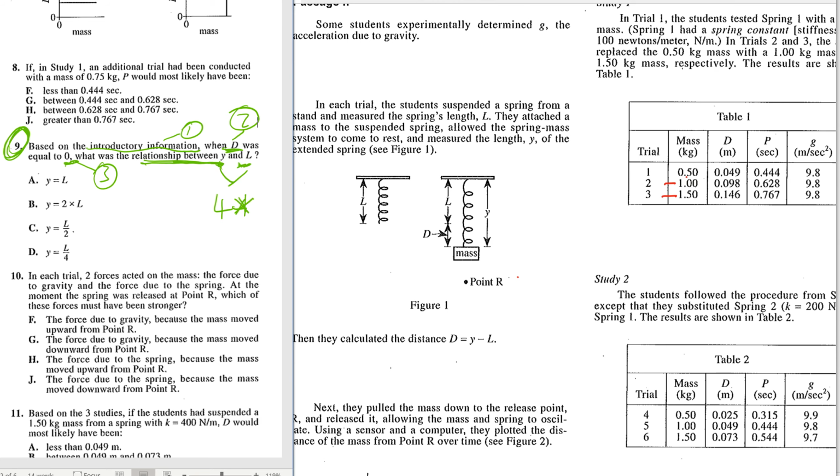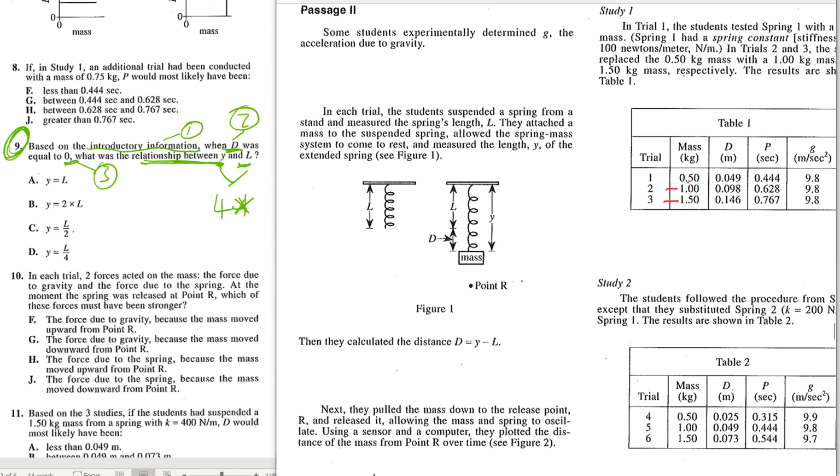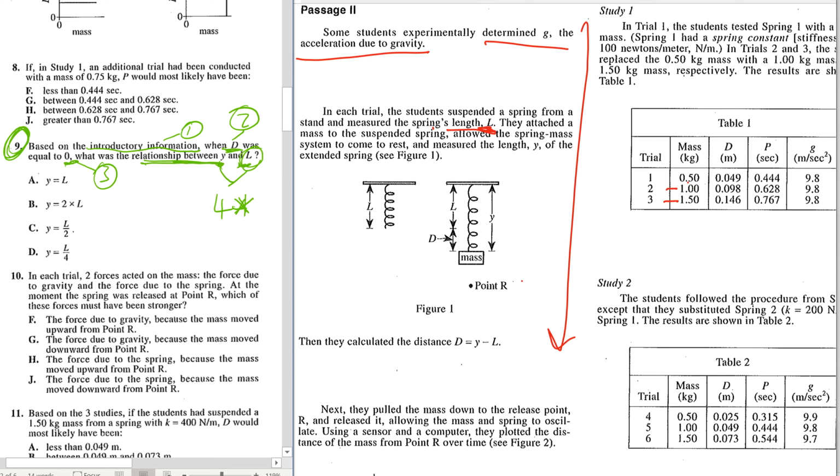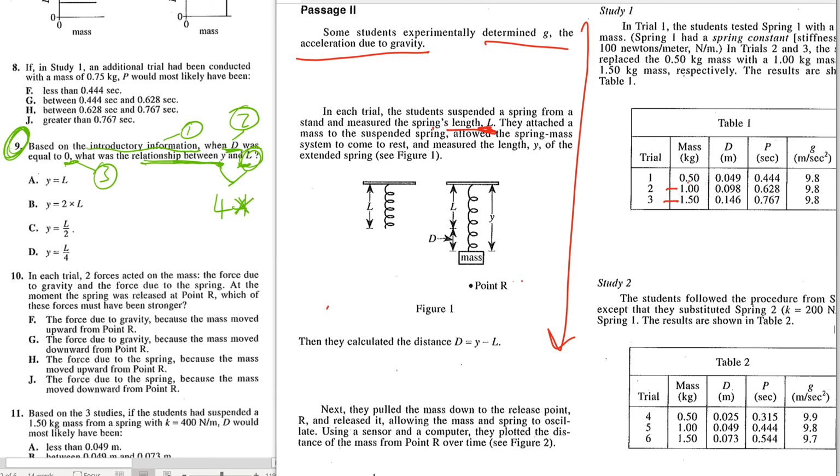Based on introductory information, so that means we're going to have to read what the introduction says, and that's down here. Right, so we know they determined g, the acceleration due to gravity. In each trial, the student suspended a spring from a stand and measured the spring's length. Okay, so we have L here, so L equals spring length. That's terrible writing.